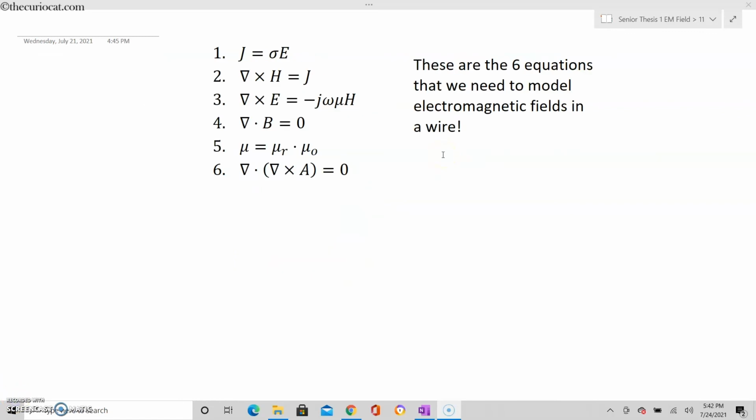Now we have all 6 equations that we need to complete our project. Remember, A is just a vector field that we made up. It has no actual physical counterpart. In the next video, I will show you how we can use A to solve for the electric and magnetic fields.